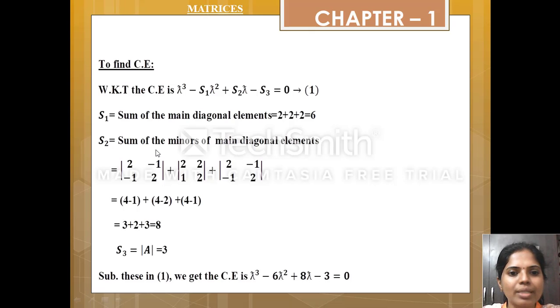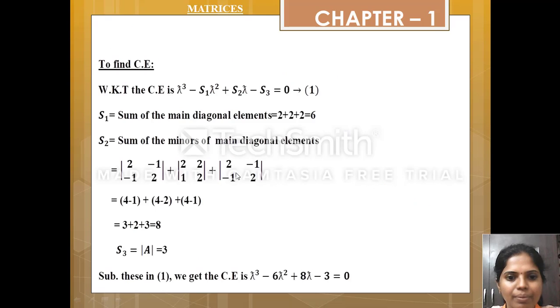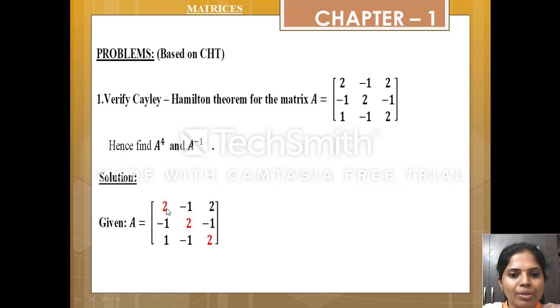S2. S2 is nothing but the sum of minors of main diagonal elements. How can we calculate the sum of minors? Here we calculate only the minor of the diagonal elements. There are 3 diagonal elements. Actually every element has a minor, but now we want to calculate only the minors of the diagonal elements: the minor of the first diagonal element, the second diagonal element, and the third diagonal element.